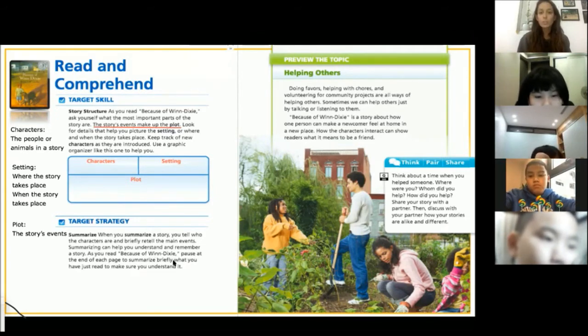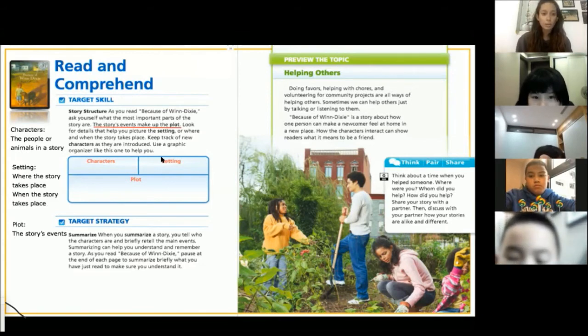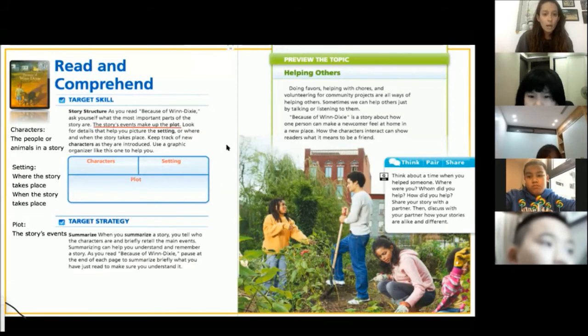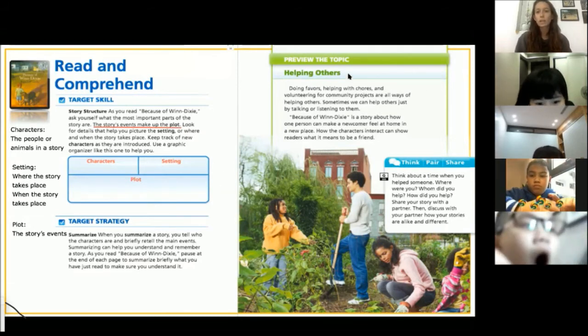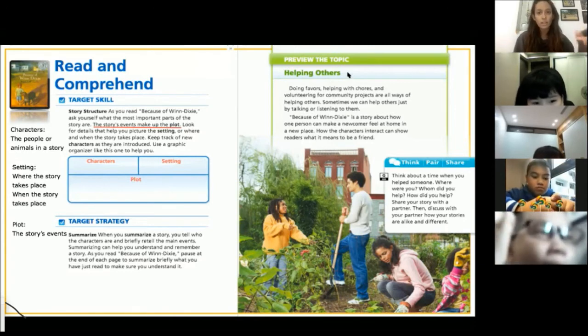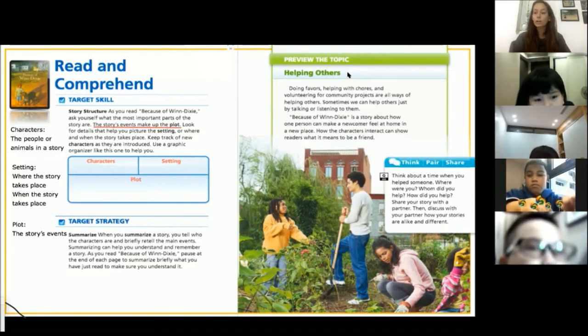When you summarize a story, you tell who the characters are, and then you briefly retell the main events. Summarizing can help you understand and remember the story. As you read Because of Winn-Dixie, pause at the end of each page to summarize briefly what you have just read to make sure you understand it. All right, so we're going to stop periodically or every so often to summarize a story.